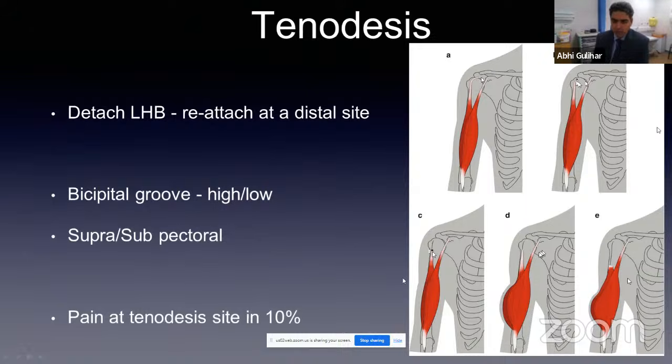And finally, probably the most common or the second most common is a subpectoral tenodesis, which is done through a mini open incision and is done just below the insertion of the pec major in front of the humerus.